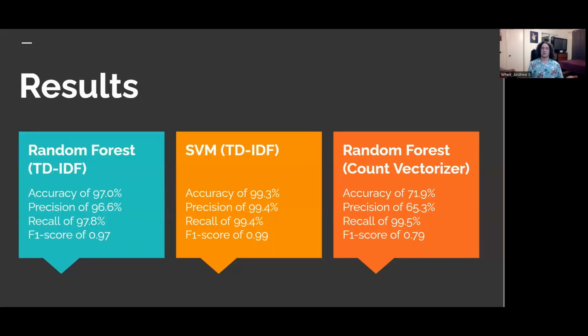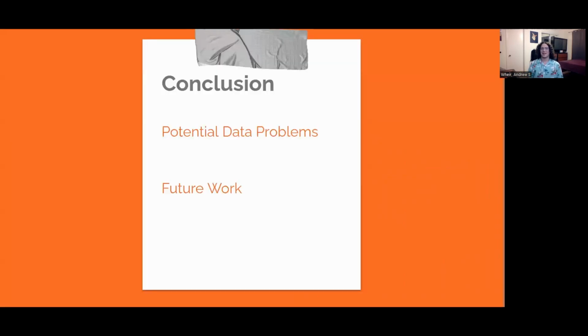Here are our results. So as expected, the count vectorizer random forest did the worst. That's because TF-IDF is just generally better. Interestingly about that, the reason it was so bad is because the false positive rate was really, really high. For our random forest with TF-IDF, it was significantly better. And our SVM with TF-IDF had really, really good results, 99.3%, almost too good.